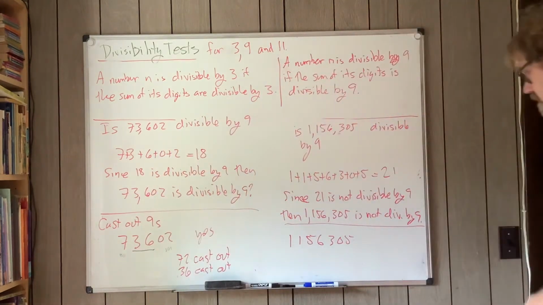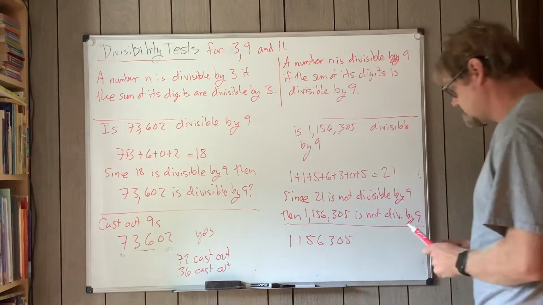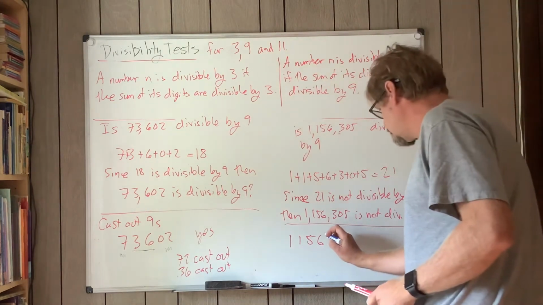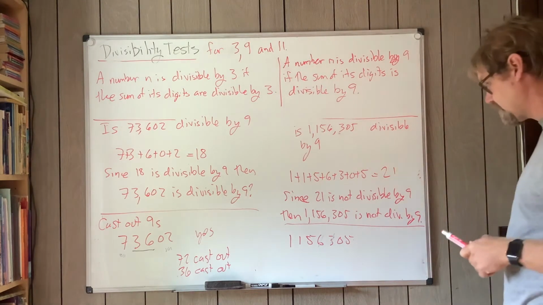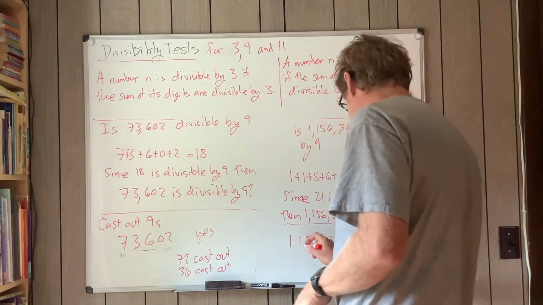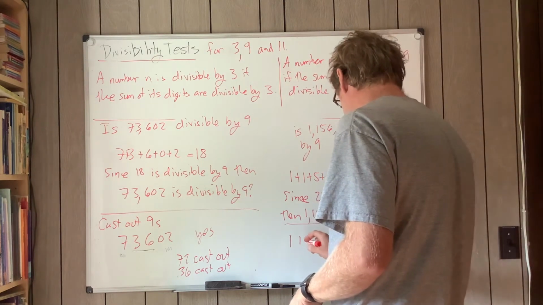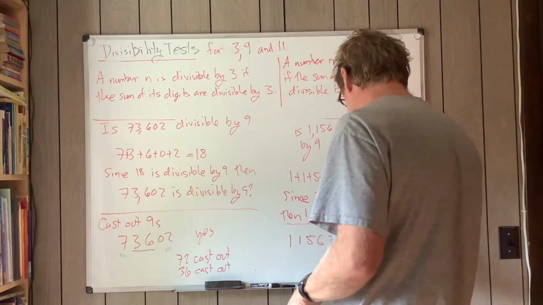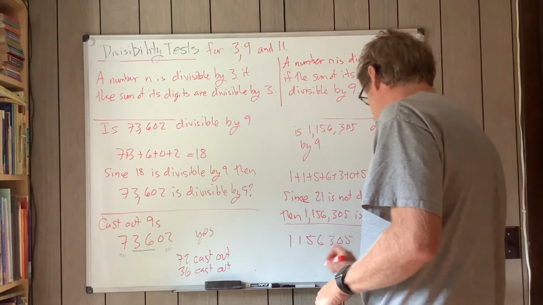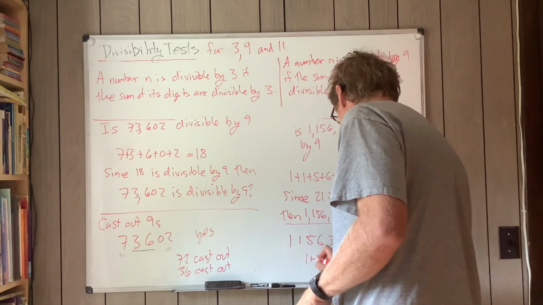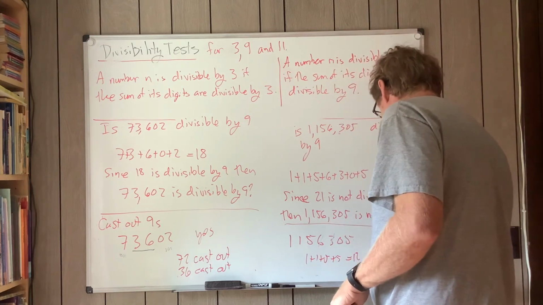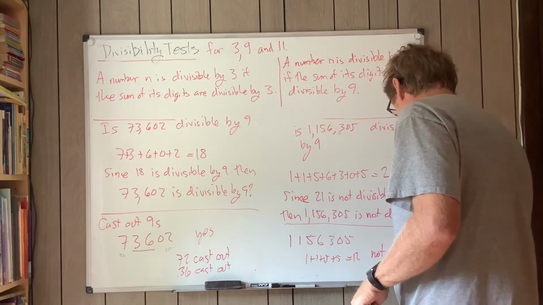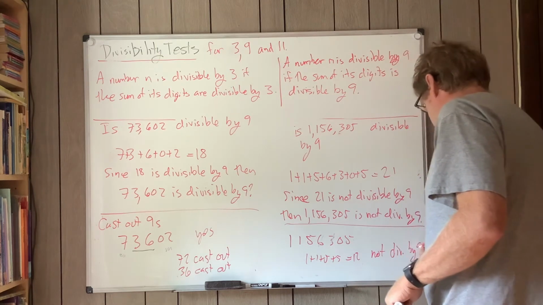Okay. So here's what I'm going to do. I'm going to cast out, group those together and throw them out. Okay. And what am I left with? Let's see. I got 5 and 5. I don't see anything that easily makes a 9. So I'm just going to do 1 plus 1 plus 5 plus 5 is 12. Again, not divisible by 9.